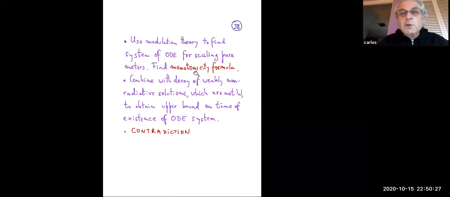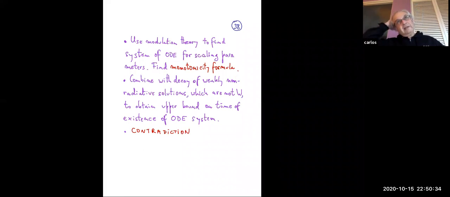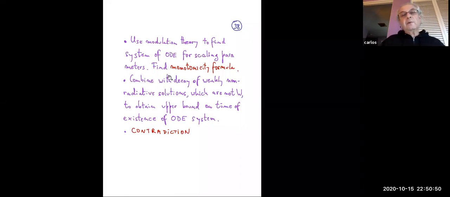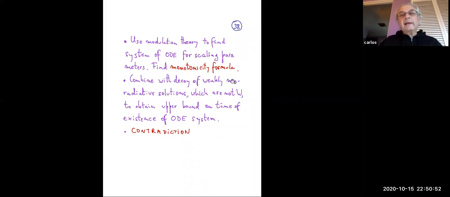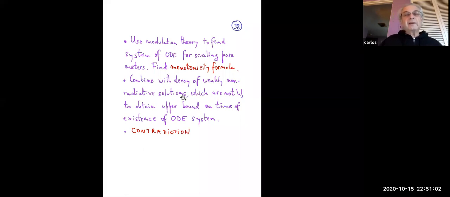And we study this finite dimensional system of ODEs and we find a monotonicity formula. A monotonicity formula is finally found, because you cannot solve one of these nonlinear problems in the large, for a large time, without having monotonicity somewhere. And here it's hidden in the system of ODEs for the scaling parameters. We combine this with the information coming from the decay of weakly non-radiative solutions, which these building blocks have. And the ones that are not W have a special property.